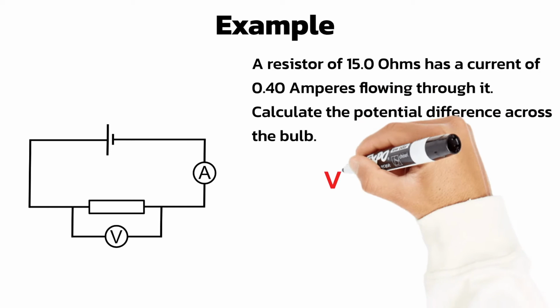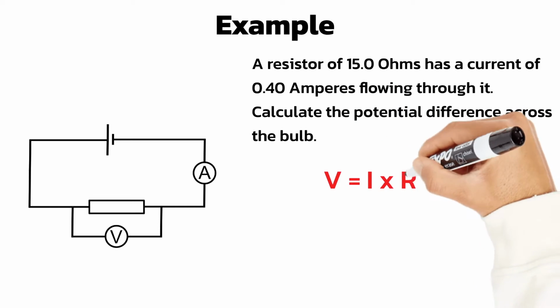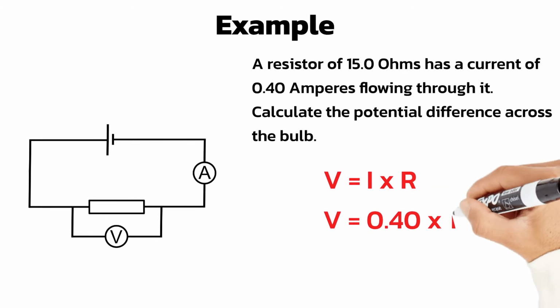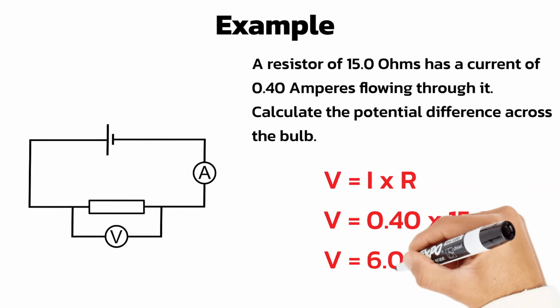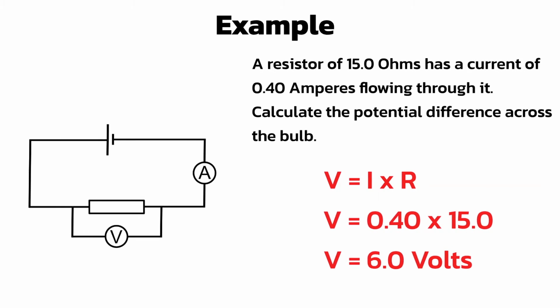Let's check your answer. Firstly, the formula is V equals I times R. V equals 0.4 amperes times 15 ohms. So the potential difference is 6 volts.